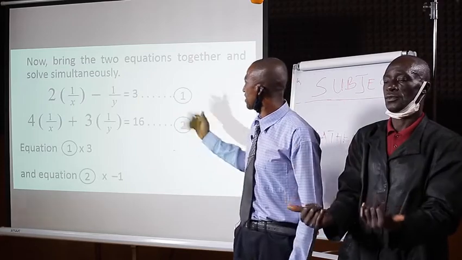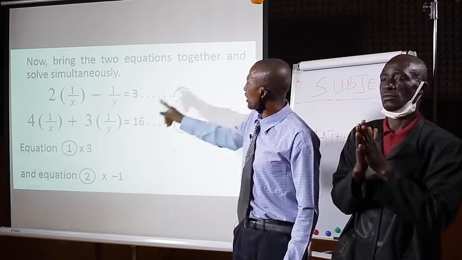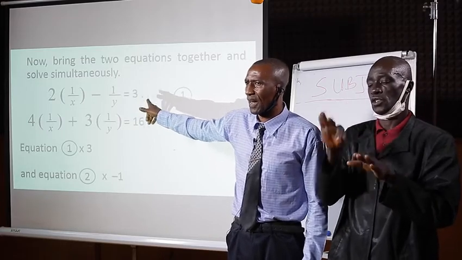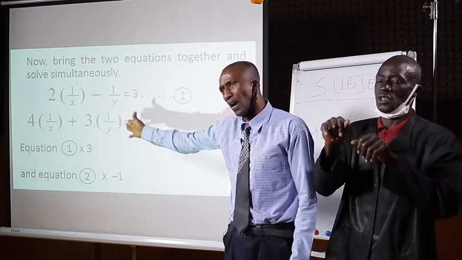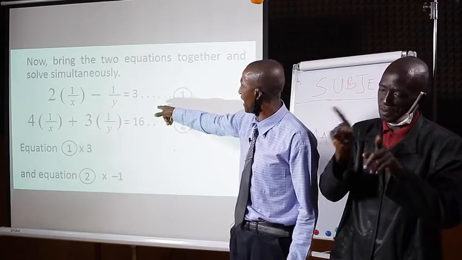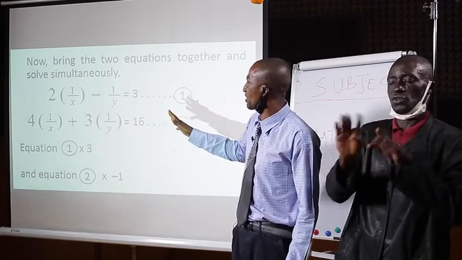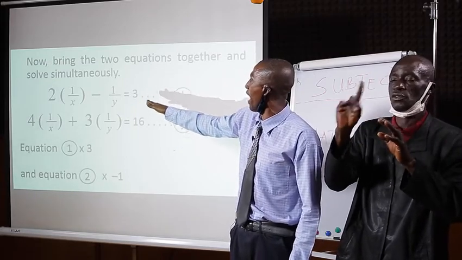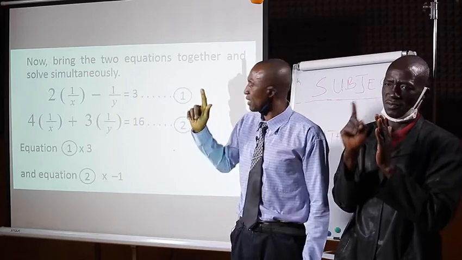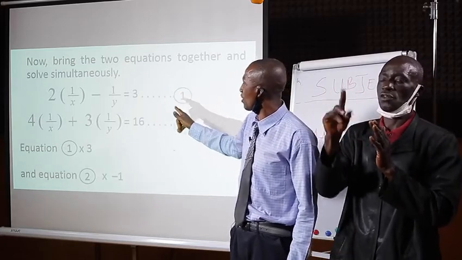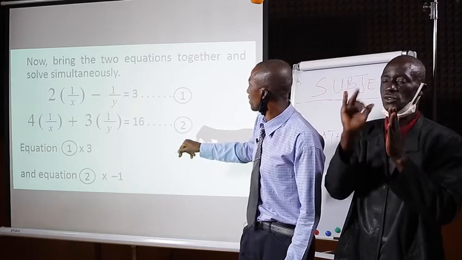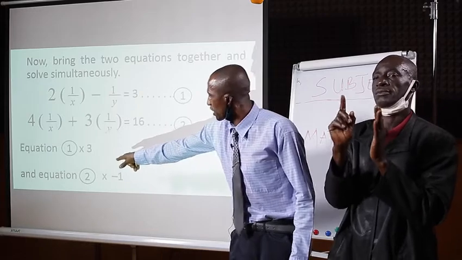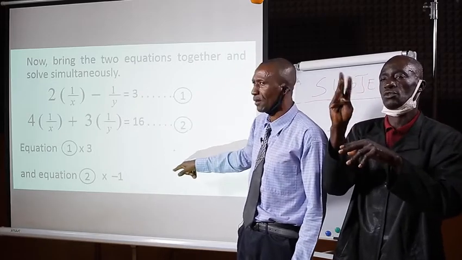Now, in this case, I chose to balance y. You can also choose to balance your x, but for me, I balance my y. Now, in balancing y, in equation 1, the coefficient of 1 over y is minus 1. So what I did, I multiply equation 2 by minus 1.